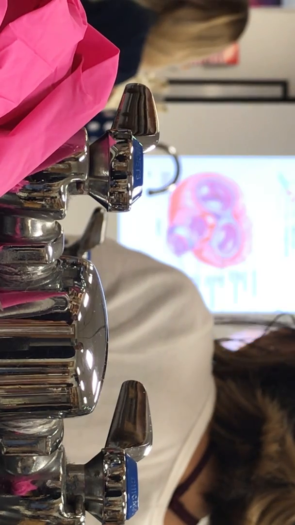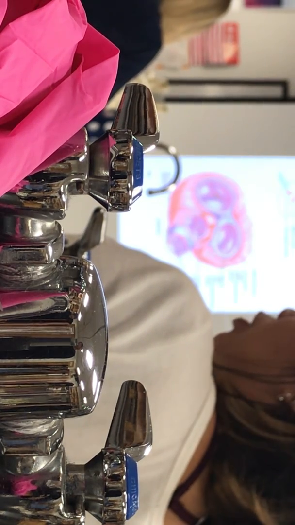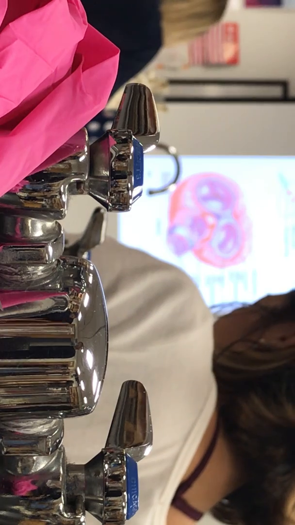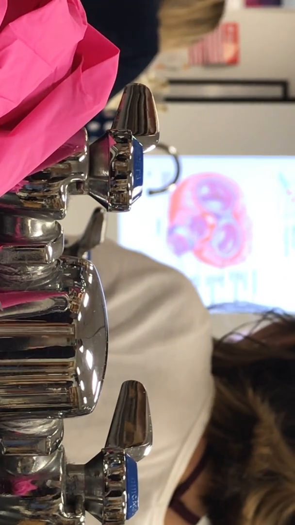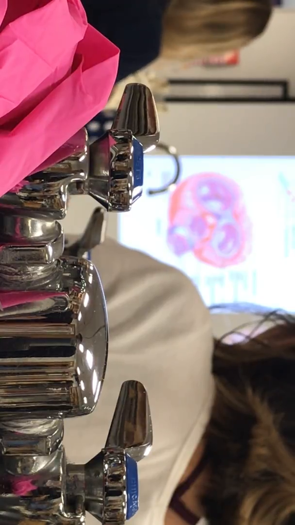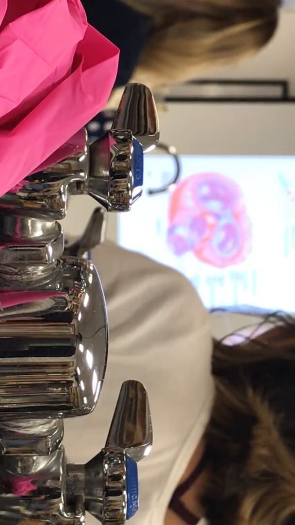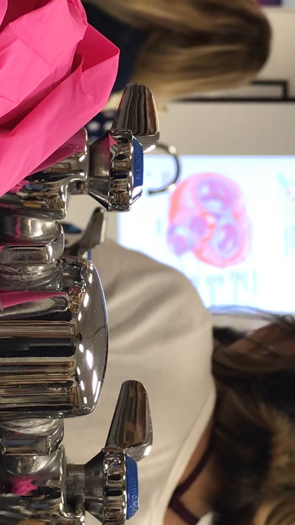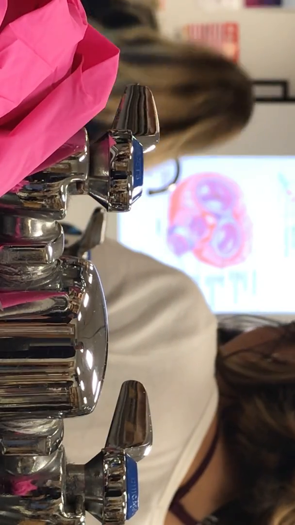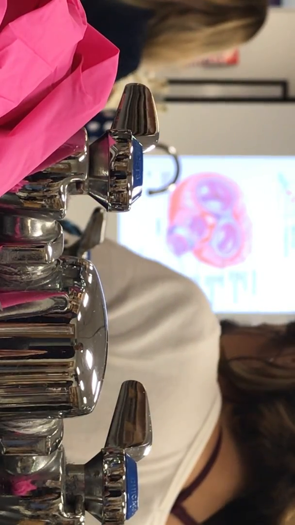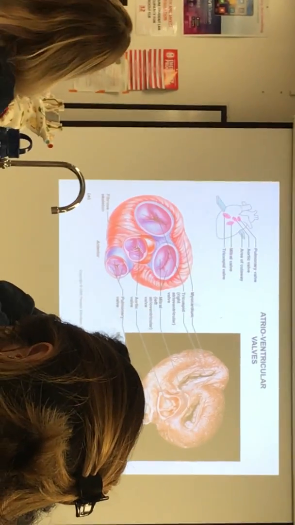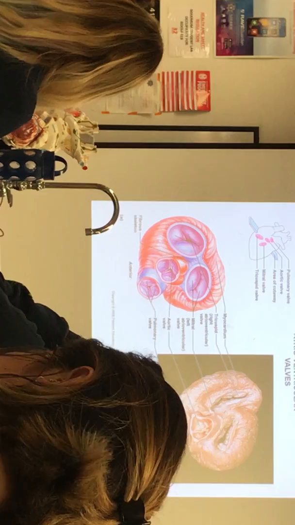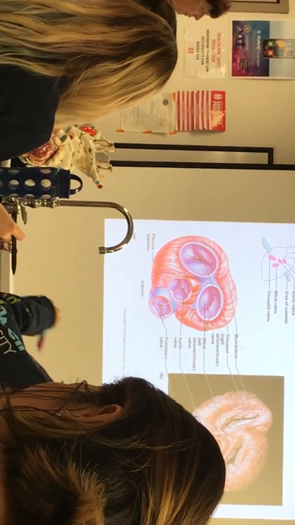Okay? Alright, so if we look at these valves, you can see that 3 of the 4 valves have 3 leaflets. The tricuspid does, and the pulmonary semilunar valve does, and so does the aortic valve. So the only valve to have 2 leaflets is the left atrioventricular valve. Okay? All the others are going to have 3.